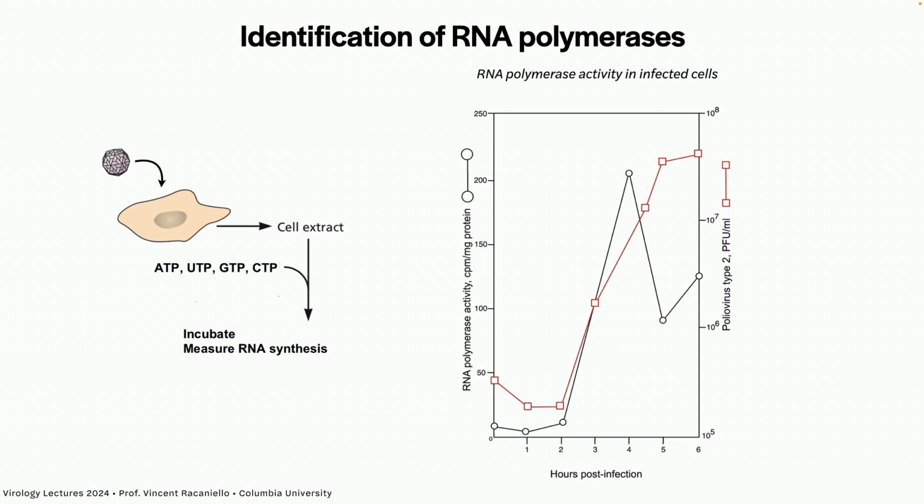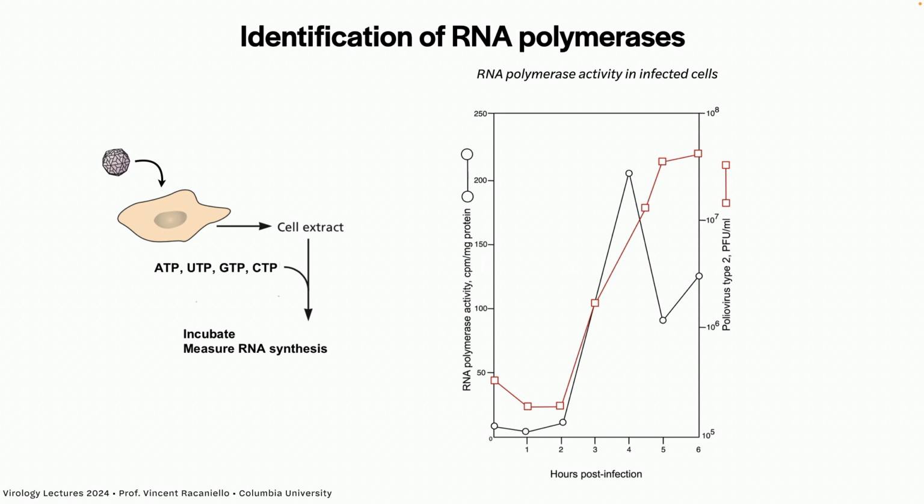The first experiments that were done to try and get at this question, what is making the RNA, are like this experiment. In this experiment, you take a cell. This is a cell. It's not a fried egg. It's a cell. And you infect it with poliovirus. And you then make cell extracts at different times after infection. You break the cells open, and that's a cell extract. And then you add triphosphates, the 4 triphosphates. And one of them is usually radioactive.